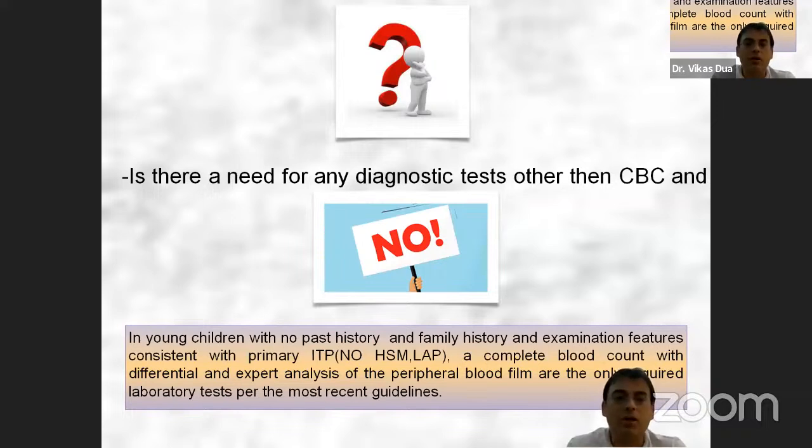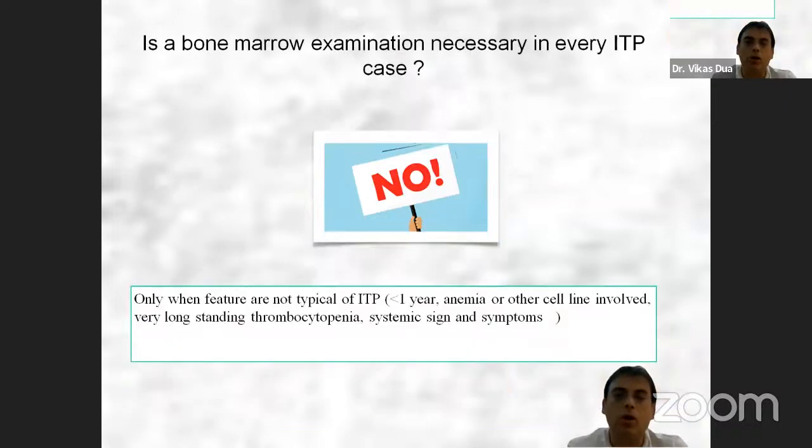So in young children with no past history, no family history, and examination features consistent with primary ITP, a complete blood count with differentials is sufficient to make a diagnosis, and then you can decide whether you need to give some therapy to that patient or not.